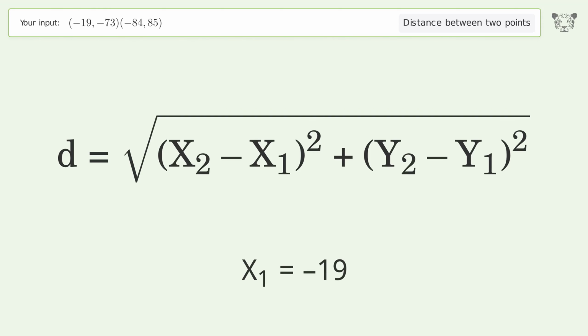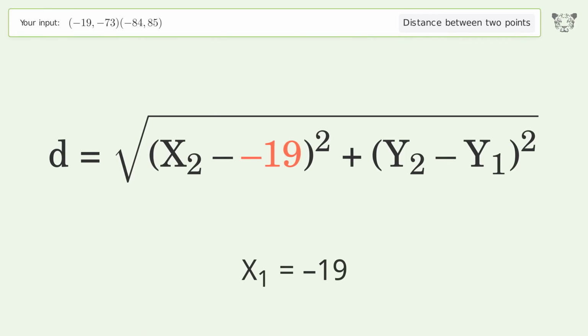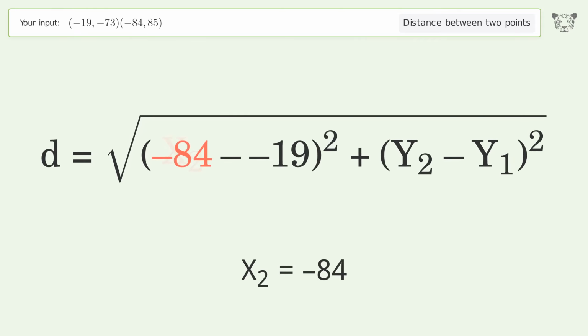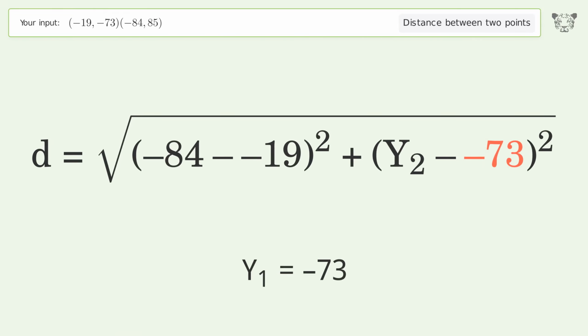x1 equals -19. x2 equals -84. y1 equals -73. y2 equals 85.